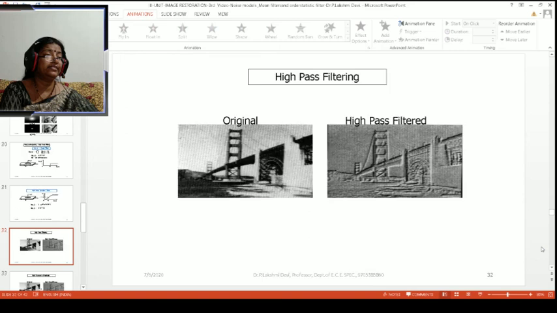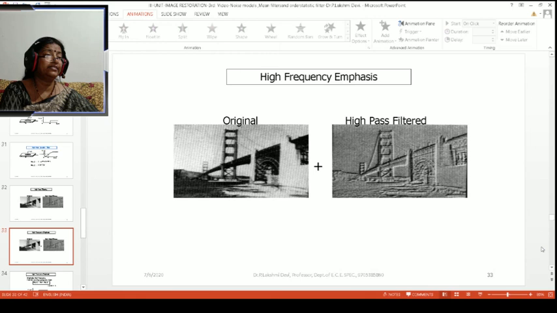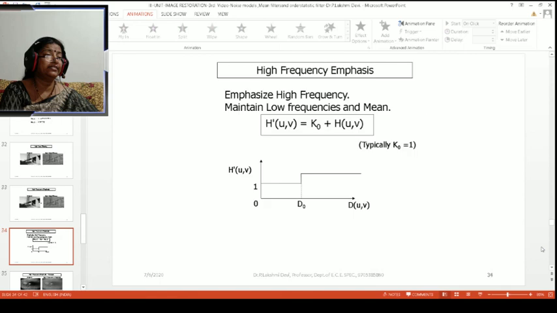And the high pass filtering concepts, here we can observe with the figures. The original one is this one. With high pass filtering, we are extracting the main high frequency components, those are the edge information, as compared to the low frequency components. High frequency emphasis is another concept in high pass filtering. That is, if the original is added to the high pass filtered result, that is called high frequency emphasis. Let us observe the difference.